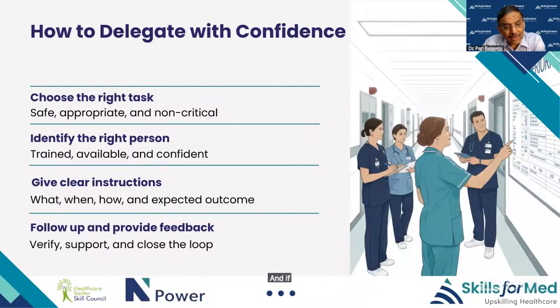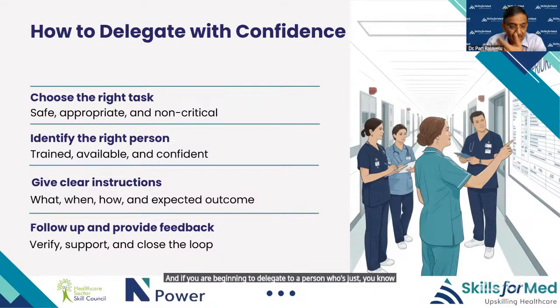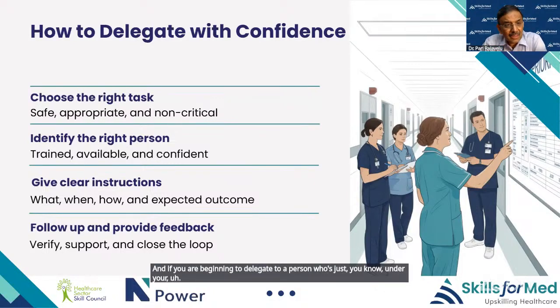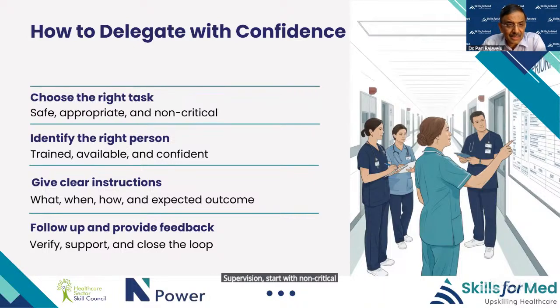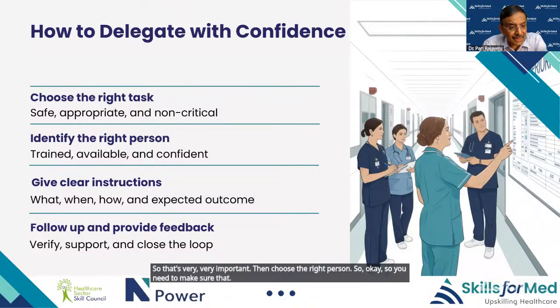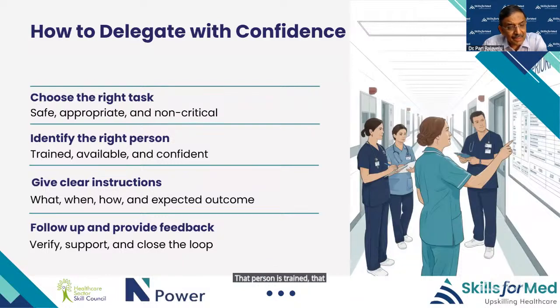And if you are beginning to delegate to a person who's just under your supervision, start with non-critical jobs and see how well they do it. That's very, very important. Then choose the right person. You need to make sure that that person is trained, is available at that time, and is confident of doing the job on their own.